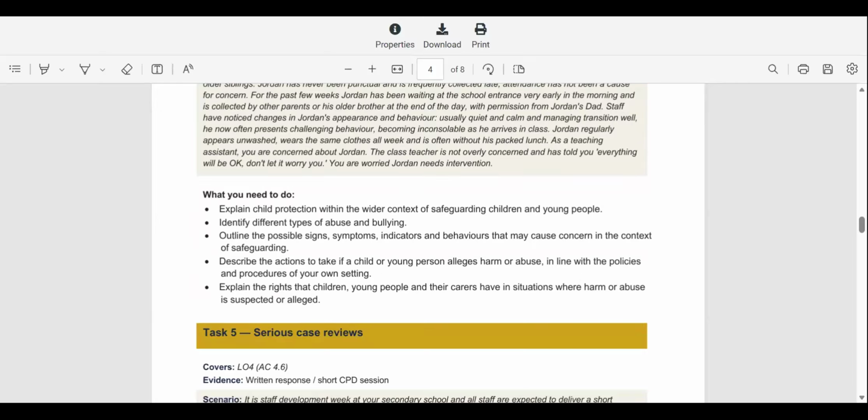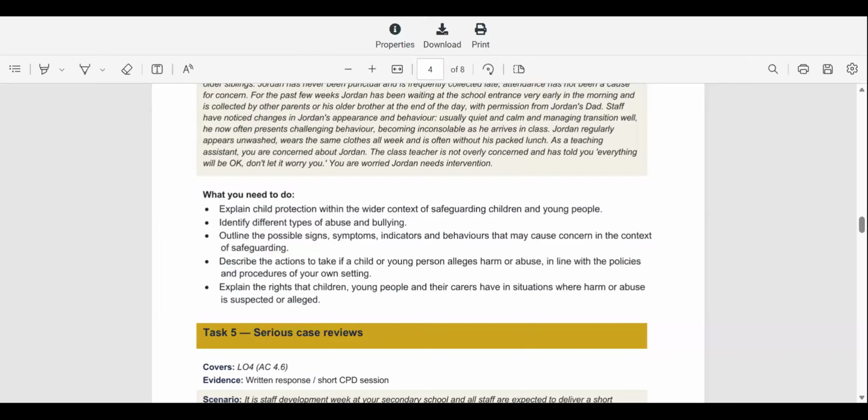So what you need to do is explain child protection within the wider context of safeguarding, identify different types of abuse, outline the possible signs of concern and describe the actions, and then explain the rights of the children. So there's 5 bits. Each part you need to write separately, and put the answer under that.